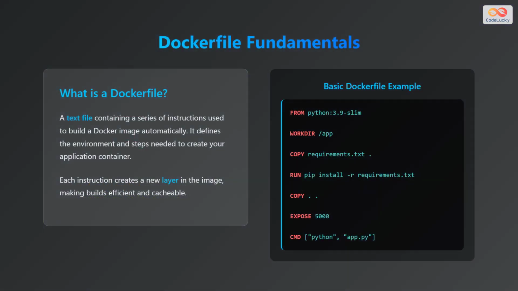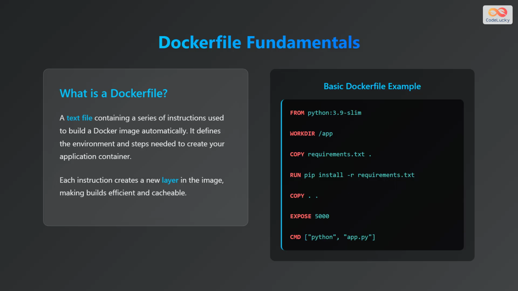A Dockerfile is a text file containing a series of instructions used to build a Docker image automatically. It defines the environment and steps needed to create your application container. Each instruction creates a new layer in the image, making builds efficient and cacheable.